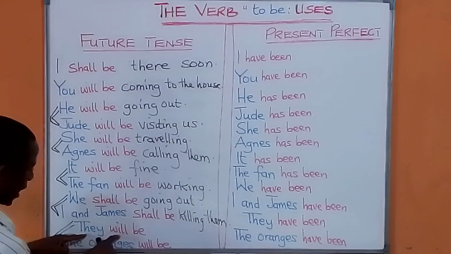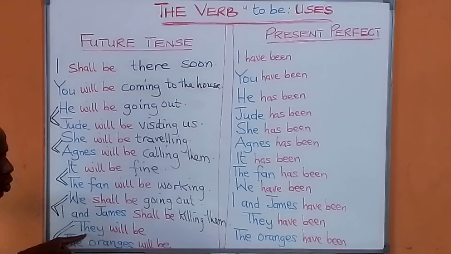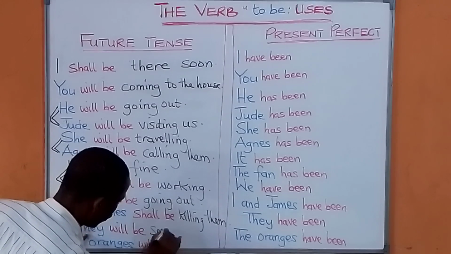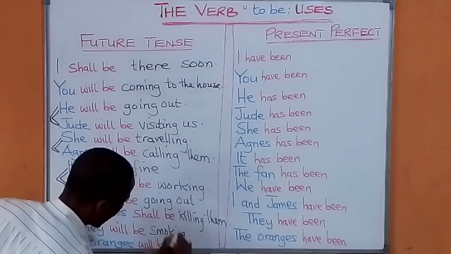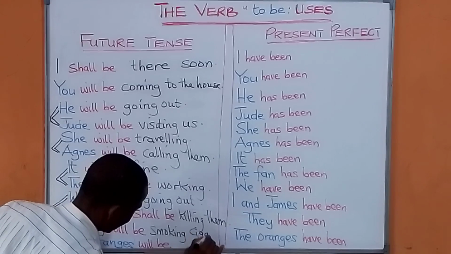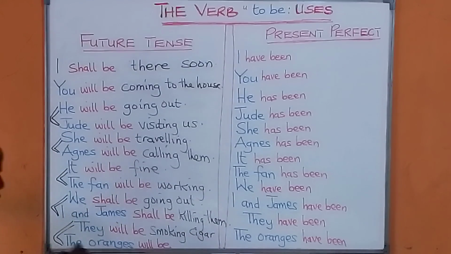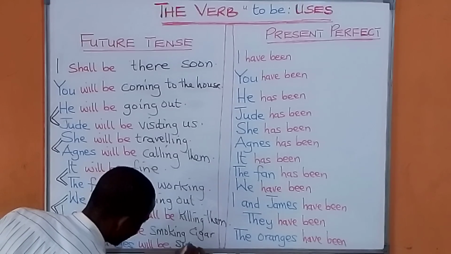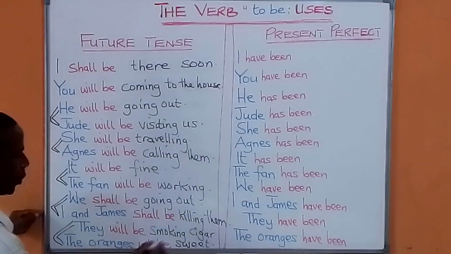Now look at it. There will be smoking of cigarettes. They will be smoking cigars. The oranges will be sweet.